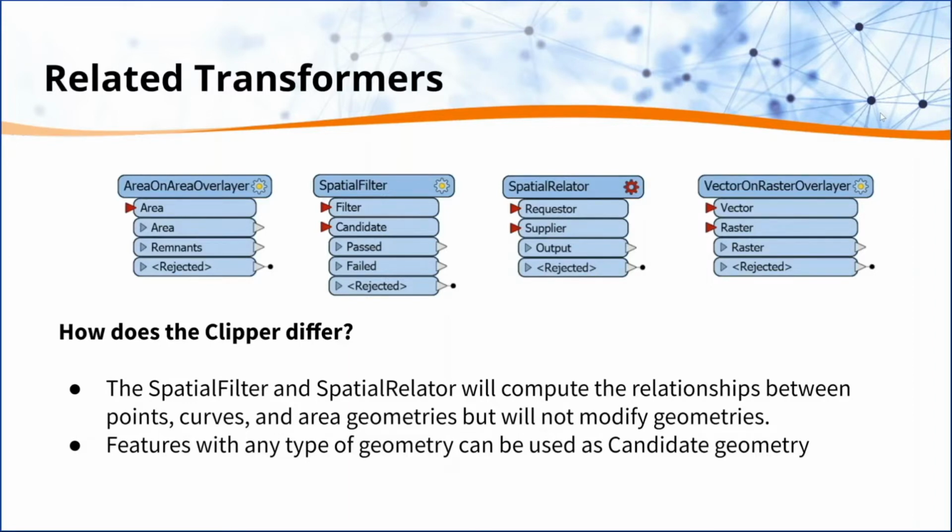That's not an exhaustive list. I think there might be one or two missing, line on area and point on area. Technically, overlaying transformers are also considered modifying transformers, but they're more commonly used to combine or superimpose geometries in order to identify spatial relationships, as opposed to clipping them or breaking them up.